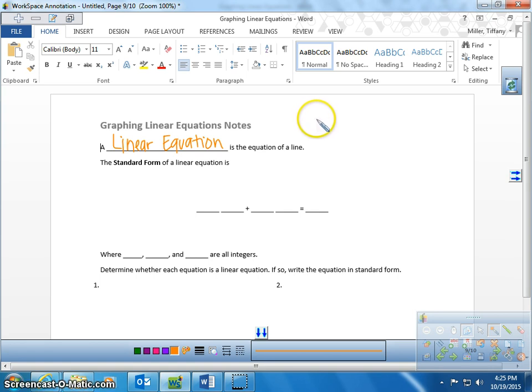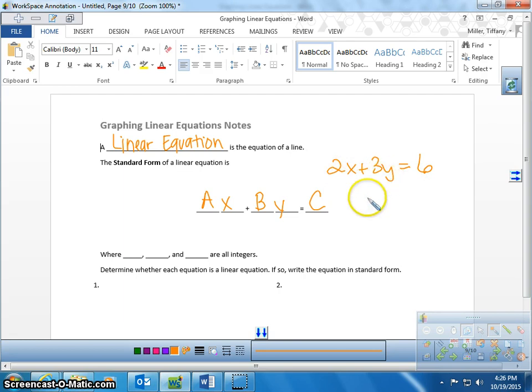There are three different forms of linear equations. Our first is standard form. Standard form is in the form of ax plus by is equal to c. A, b, and c are just numbers, okay? So if I had 2x plus 3y is equal to 6, this would be in standard form.